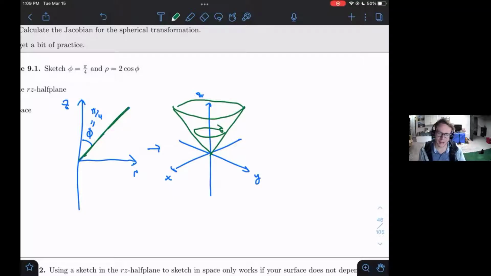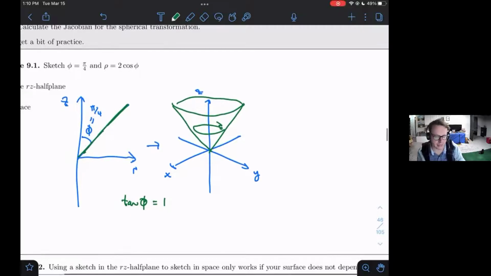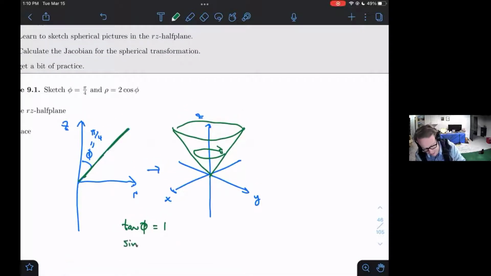If you'd like to go ahead and verify this, there are a couple of ways that we can go about it. Maybe one of my favorite ways is to apply a tangent to both sides. So if I write down tangent of phi is equal to tangent of pi over 4, that's the same thing as 1, of course. Then we can multiply by cosine on both sides. Remember, tangent is the same thing as sine divided by cosine. So that's going to give me sine of phi is equal to cosine of phi.